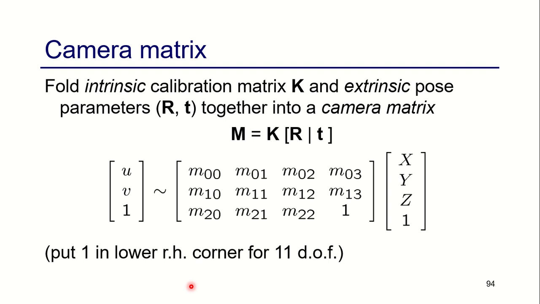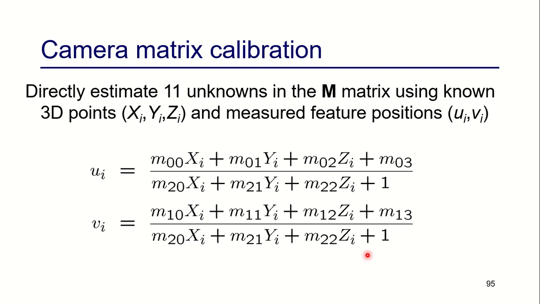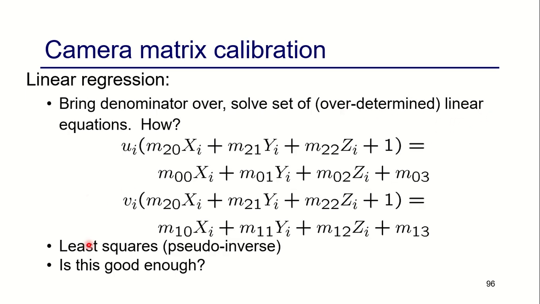So fold the intrinsic calibration matrix K and the extrinsic pose parameters R, T together into a camera matrix. So M equals K times [R|T]. The R is the rotation matrix and T is the translation matrix. So put 1 in the lower right hand corner for the 11 DOF parameters. Directly estimate the 11 unknowns in the M matrix using known 3D points xi, yi and zi and measured feature points ui, vi, and the equations of ui and vi are given.